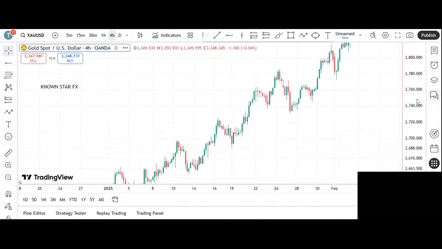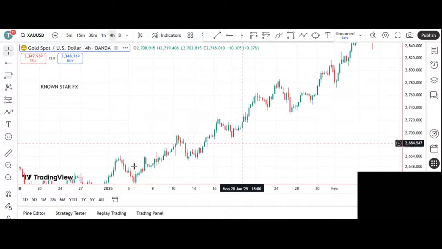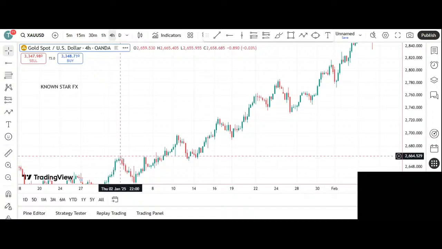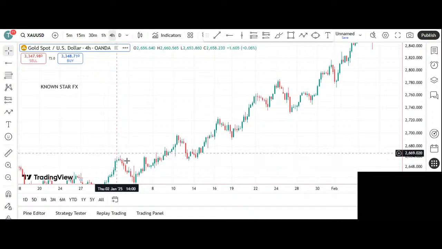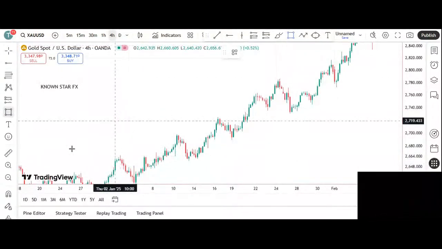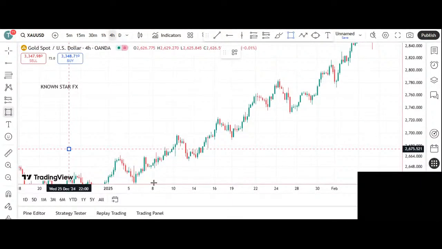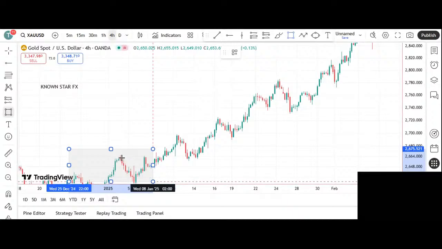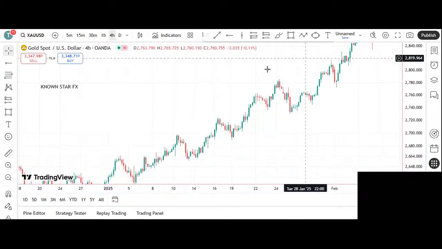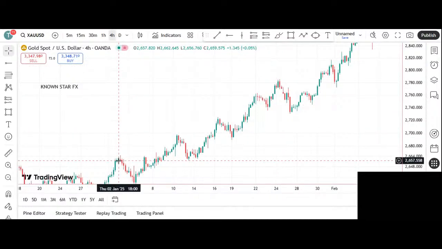Now, look at this chart very well. I'll start from this lowest point. As of this area right here, this was the highest, right? As of where market was at this zone, this was the highest. This area here was the highest, right? Are you following? This area here was the highest.